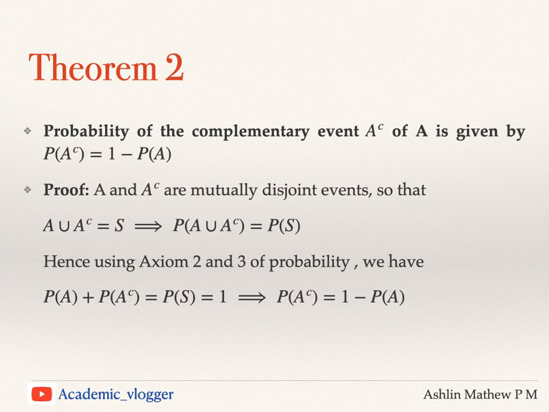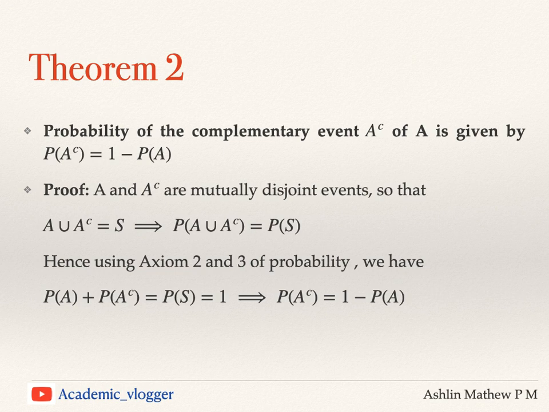Now we are going to discuss a second theorem based on the axiomatic definition of probability, and it is this. The probability of the complementary event, A complement, is given by the probability of A complement is equal to 1 minus the probability of A. So this is the theorem, and that means the probability of A complement can be written as 1 minus the probability of A. We are all familiar with these terms and we have used this, but this is the theorem and the proof related to it.